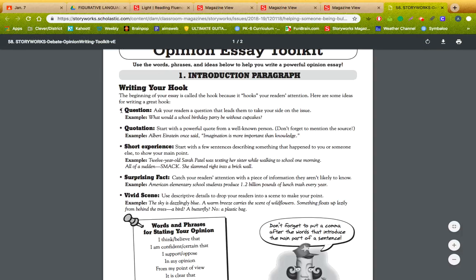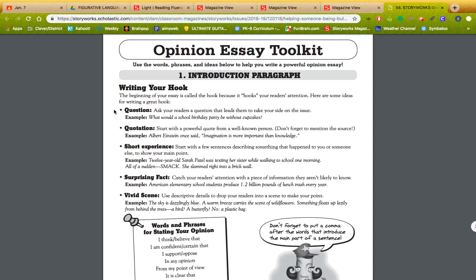All right, so let's go through the types of hooks. So if you look at this first hook, it says there are basically 5 types. There's a question, you can use a quote, a short experience, a surprising fact, or a vivid scene. Now, the question, sometimes that's a little bit too easy. I don't highly recommend the question one just because of what I said. It's a little bit too easy. But let's look at it.